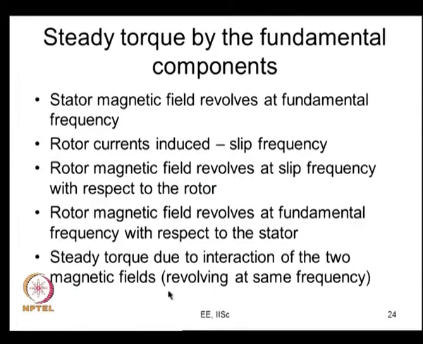Whereas, if these two magnetic fields are revolving at different frequencies, what will happen? That delta will keep on changing, therefore sine delta will keep on changing, and over a period of time it will average to 0. So, if these two magnetic fields are not at the same frequency, they are going to produce a torque which is pulsating in nature. This is what we are going to study, because the harmonic voltages are actually causing that.